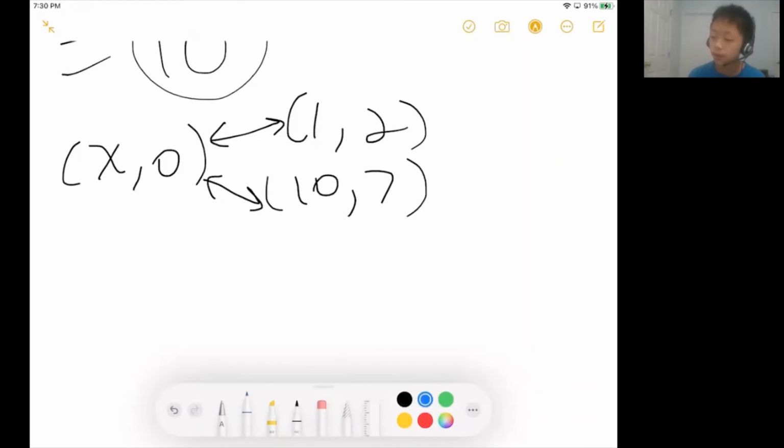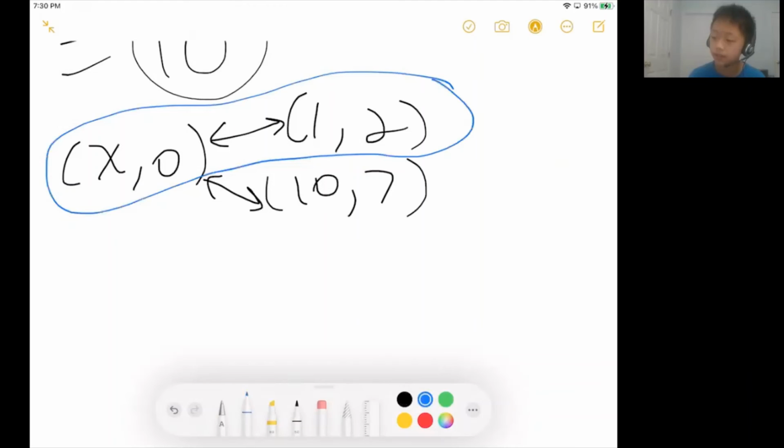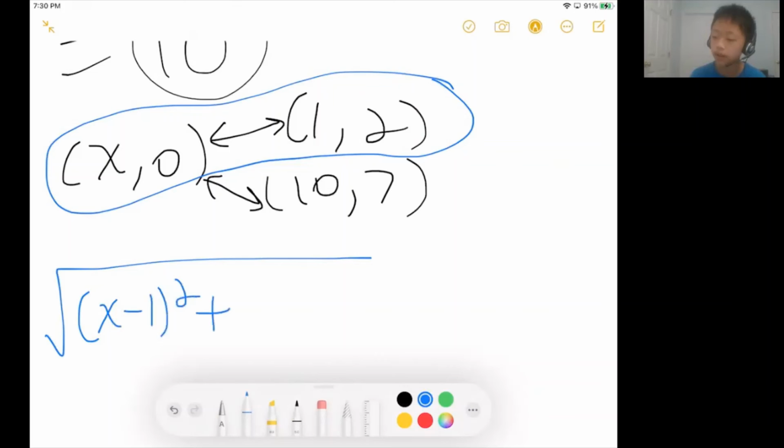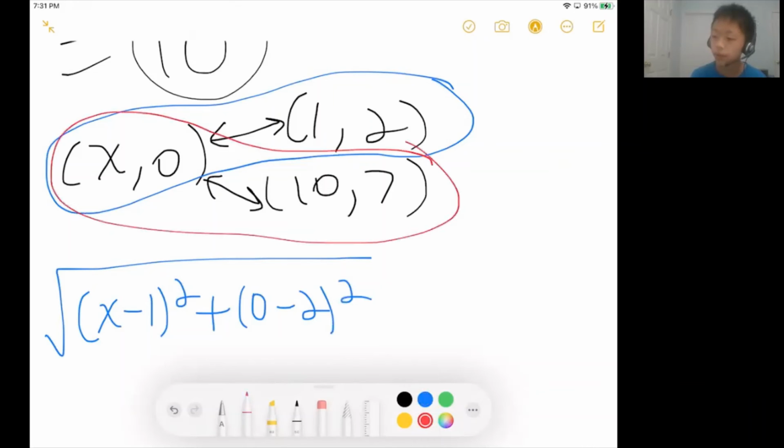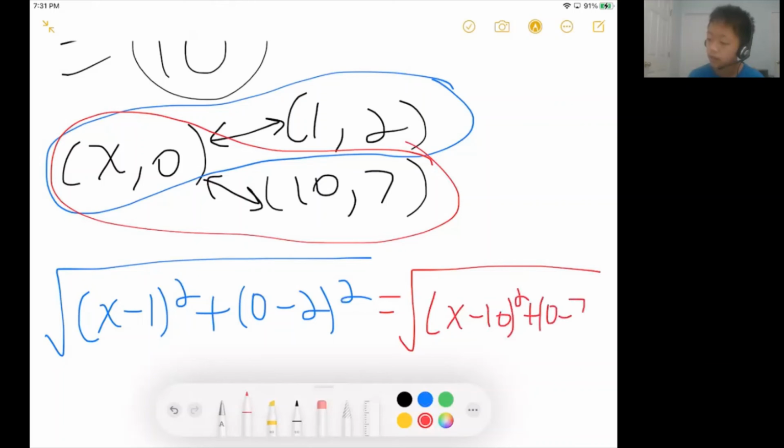What you would do is first find the distance of these 2 points, which would be the square root of, you take the difference in the x coordinates, so x minus 1 squared, plus the difference in the y coordinates, 0 minus 2 squared. And now you find the distance between these 2 points. That would be the square root of x minus 10 squared plus 0 minus 7 squared. And we know from the problem condition, these two must be equal.